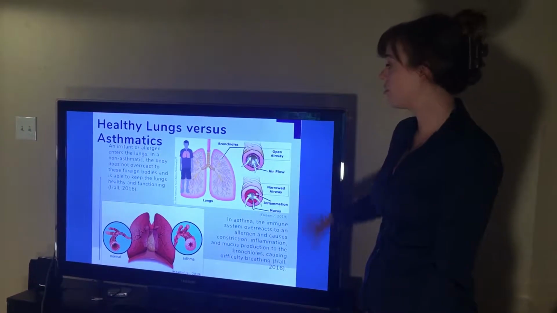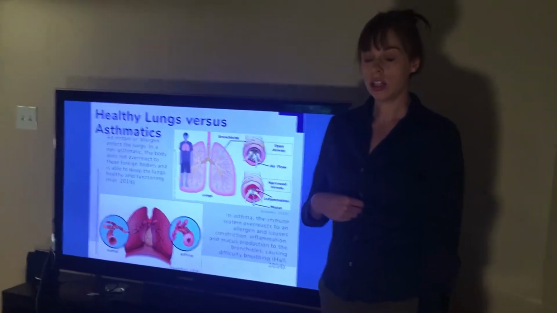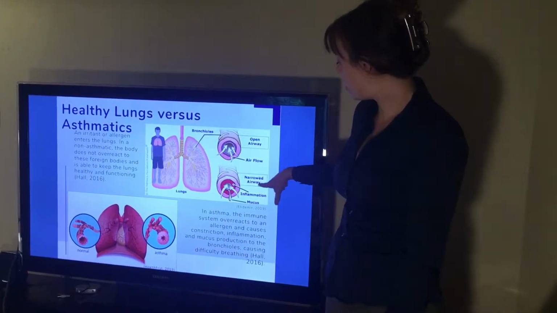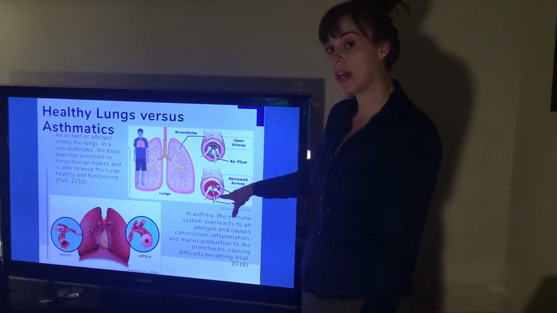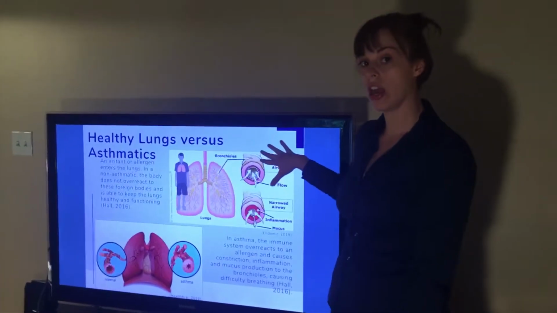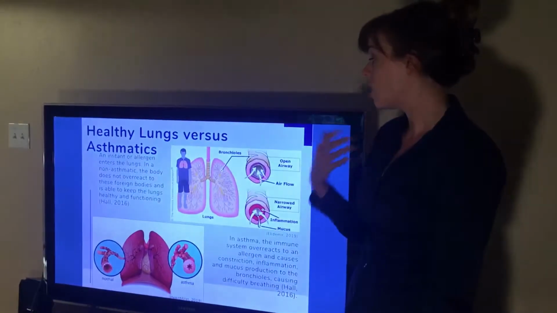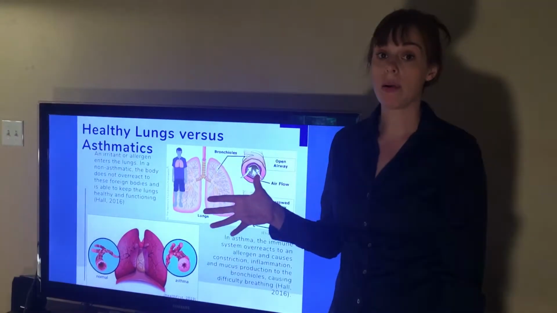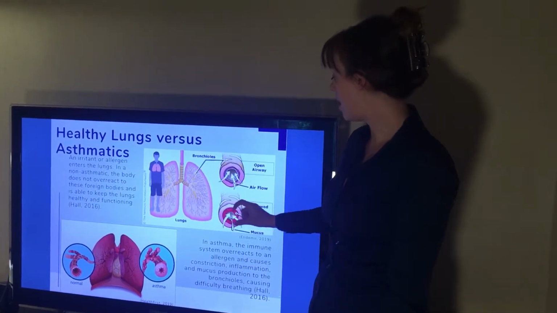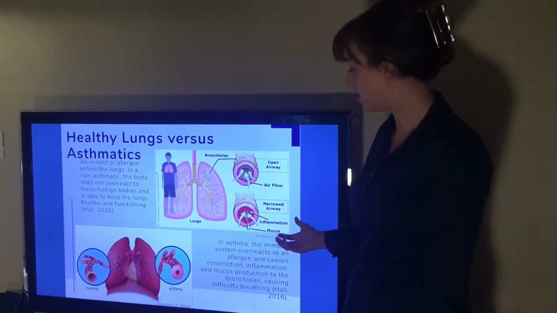So here I have the pathophysiology, healthy lungs versus asthmatics. So essentially an irritant enters the lungs and can cause inflammation. So here I have the narrowed airway as an affected asthmatic patient, and then the open airway. So this is what the lungs should look like if you're a healthy patient and say a dust particle gets into your lungs. A healthy lung can get rid of that particle without any issue. But an asthmatic, their bronchioles are going to start narrowing, and then the smooth muscle around the bronchioles will constrict, and so that causes difficulty breathing.